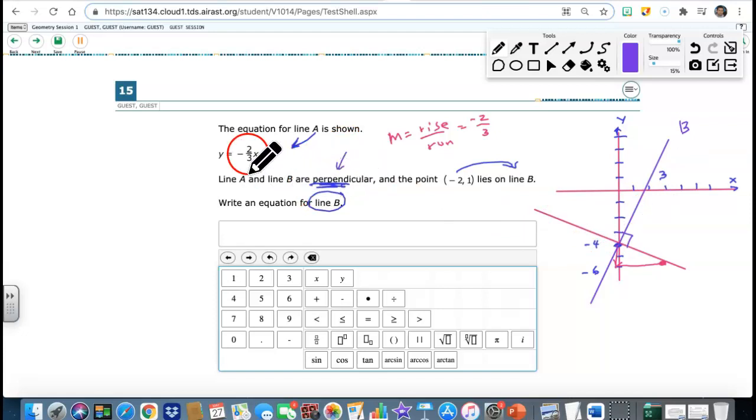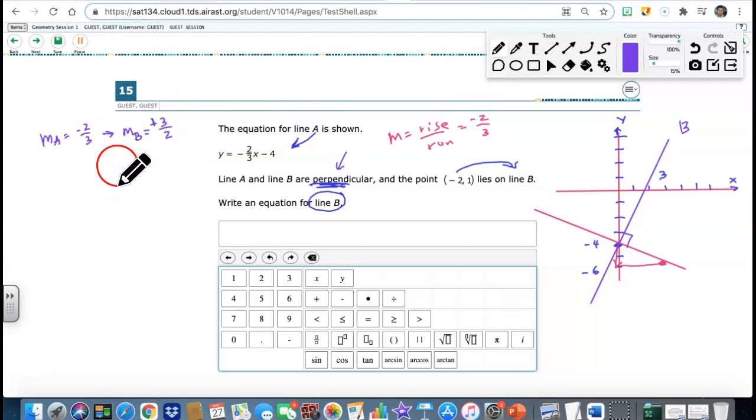When two lines are perpendicular, the slopes are negative reciprocals. So if my slope of A is negative 2/3, that means the slope of B is the negative reciprocal. Reciprocal means I'm going to flip the fraction, right? And this is negative. That'll be reciprocal, but it's a negative. That means I'm going to change the sign. Therefore, this one is going to be positive.